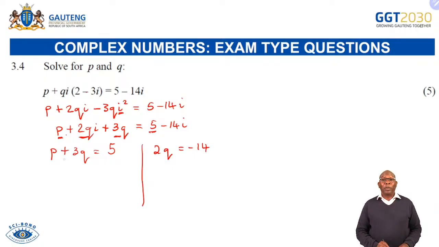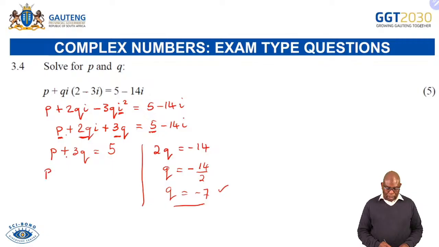I cannot solve for P and Q in one sum, so what should I do? I can see that I've got one variable. Q will be equal to negative 14 divided by 2, so Q will be negative 7. Once I've got this, I can go to this side and say I know what Q is, and then from there I'll have P equals 5 plus 21, which is going to be 26.